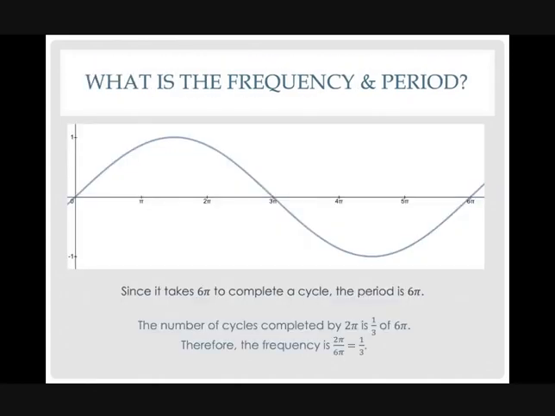So what is the frequency and period here? Well, if you'll notice, it takes 6 pi to complete one cycle. Therefore, the period is 6 pi. So what is the frequency? Well, the frequency is how much has been completed by 2 pi. So if you take 2 pi divided by 6 pi, that's 1/3. Therefore, your frequency is 1/3. At 2 pi, only 1/3 of the cycle has been completed.